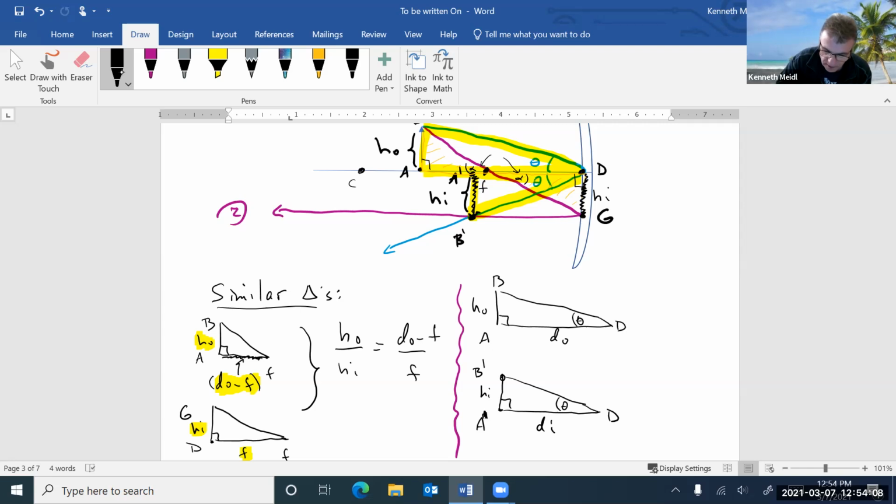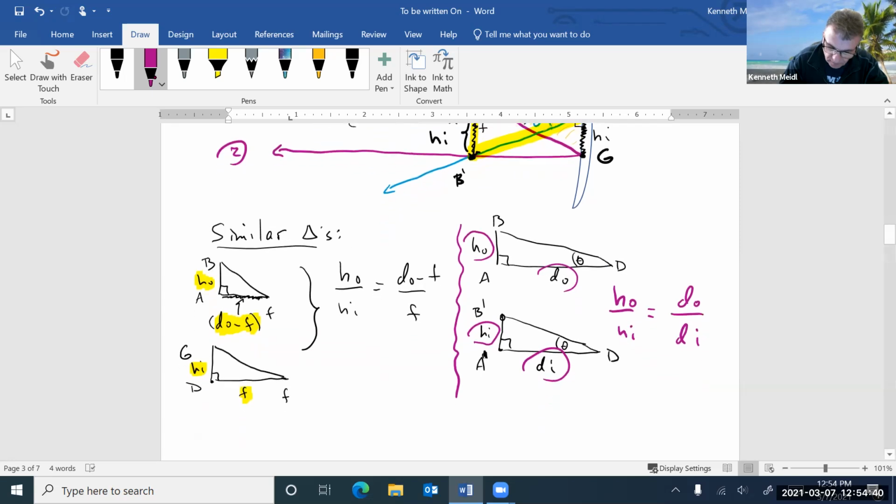And so they're not the same triangle, they're different sizes, but the angles are the same. That just means one triangle is a blow up of the other triangle. And so once again, I could say that this piece is to that piece, HO is to HI, as this piece is to that piece.